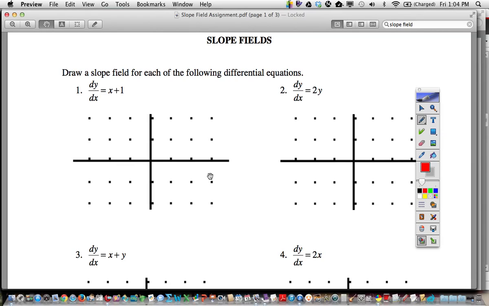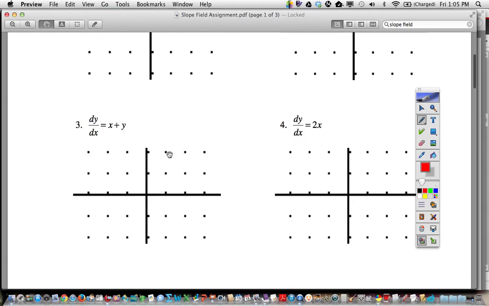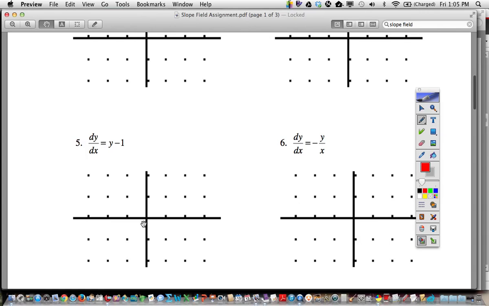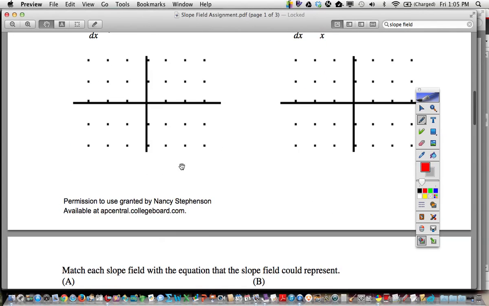Some of these didn't staple correctly. Okay, so make sure you got 2 pages on this. All right. Now, let me make a couple of comments on this.